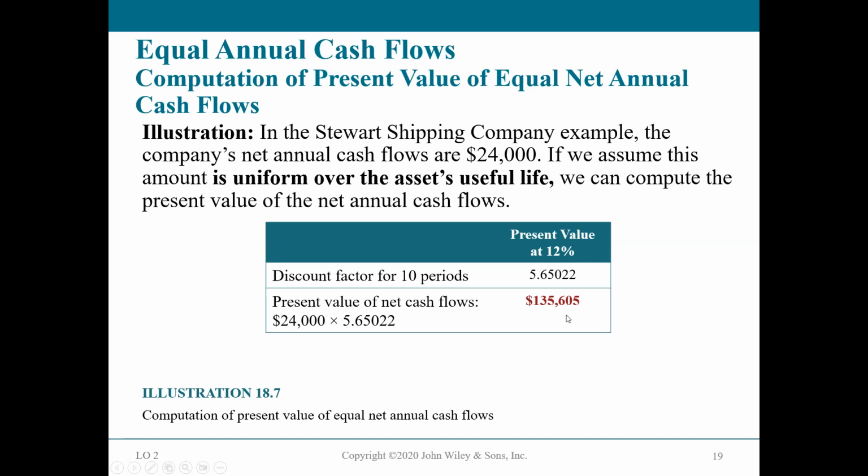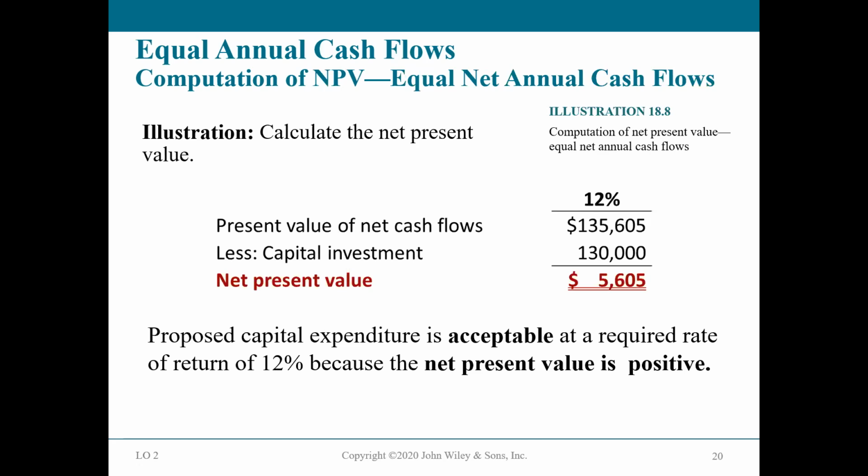135,605. Then what you do is you calculate the net present value. So the present value of the net cash flows, 135,605, less the capital investment of 130,000. So we have a positive net present value of 5,605. So this proposed capital expenditure would be acceptable, financially at least, at the required rate of return of 12% because the NPV, net present value, is positive. Now, if it doesn't fit their decision matrix, their strategy, or something has a higher net present value, they might choose something else over it.